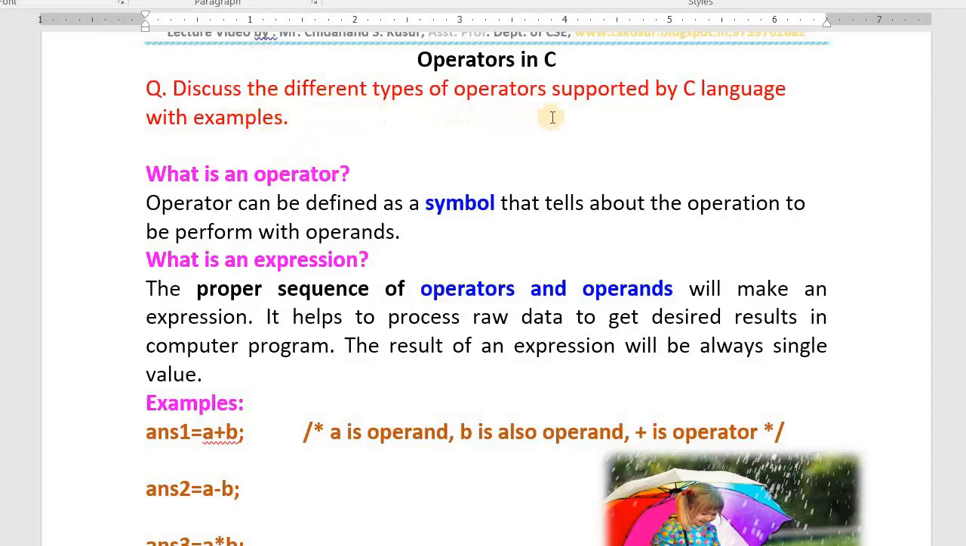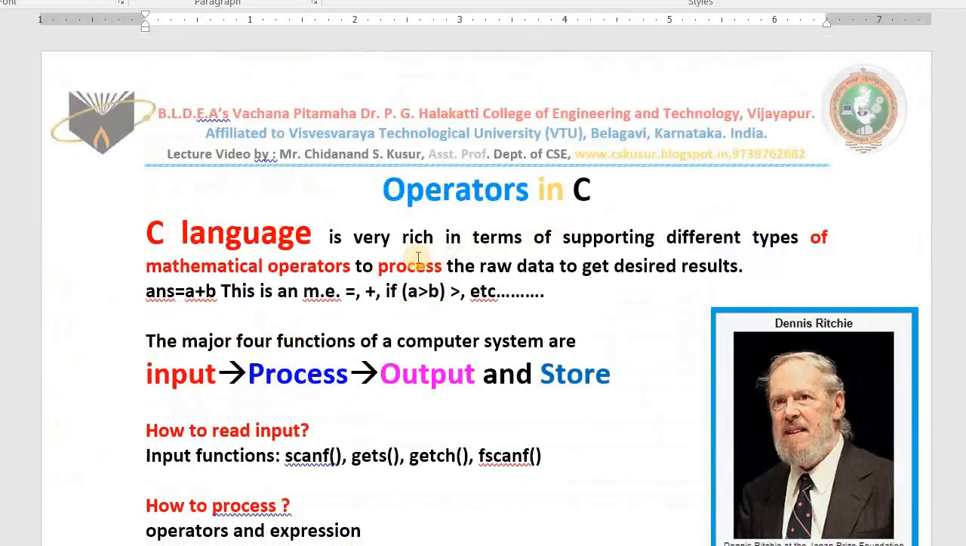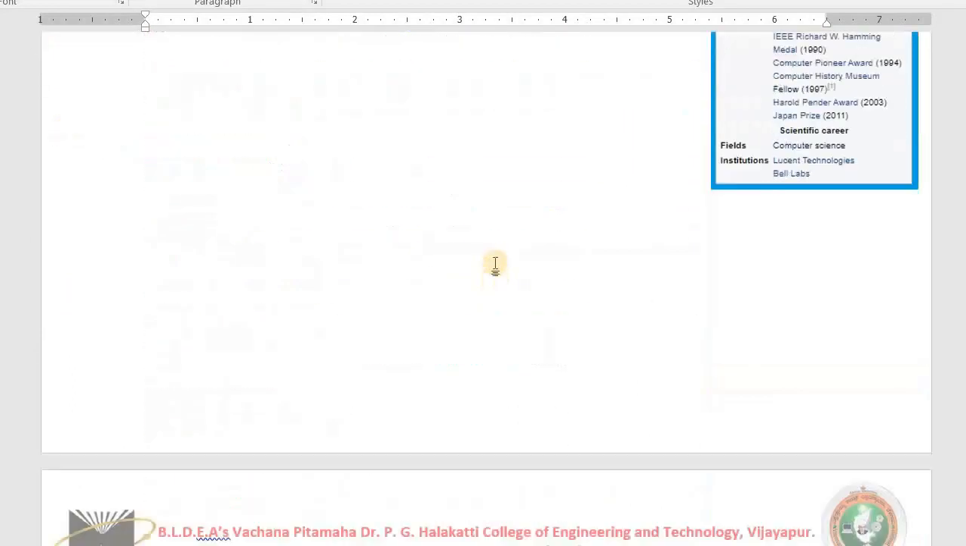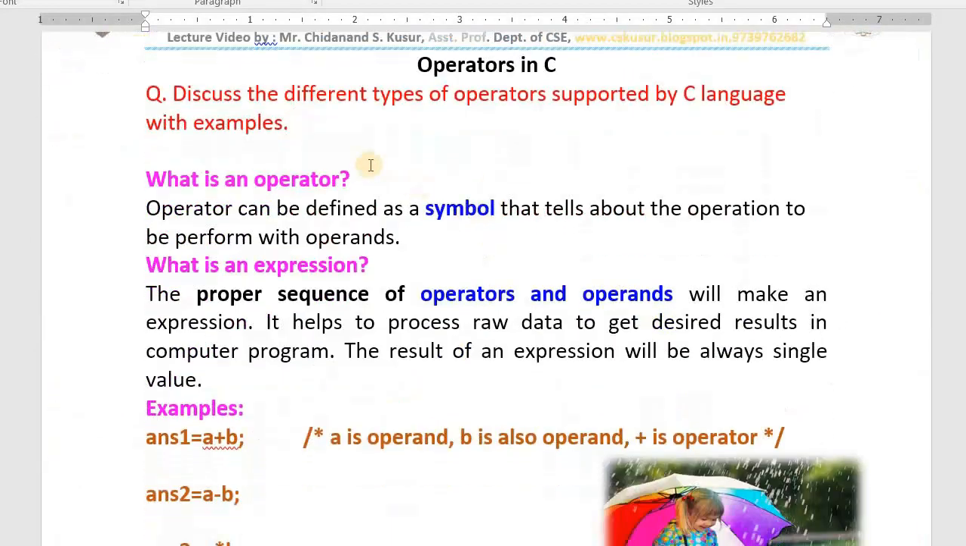Discuss the different types of operators supported by C language. You can begin the answer like this also. The major 4 functions of a computer system are input, process, output and store. In order to process the raw data to get the desired result, a programmer needs to write an expression. But the programmer cannot write an expression without operators. You can begin the answer like this. If you start your answer like this, in descriptive, the person who is checking your answer booklet will be happier, because of which you get very good marks in an examination.